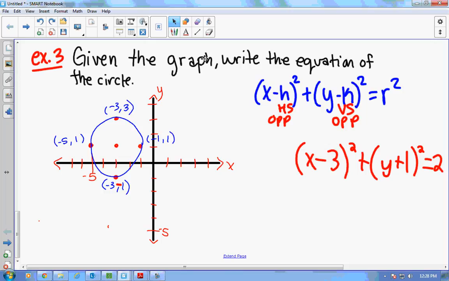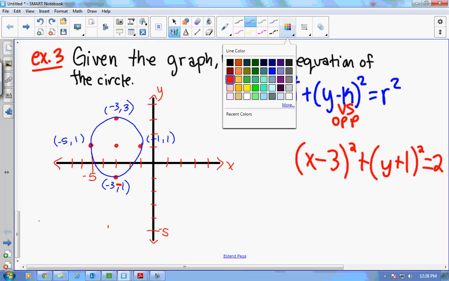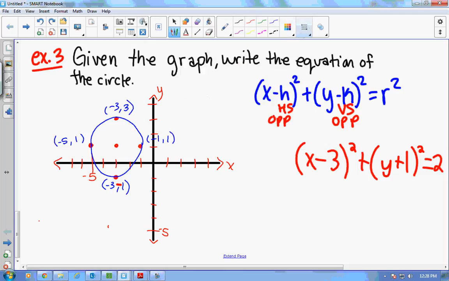First, we need to identify the... Alright, guys, you're killing me. Alright, Johnny. What are the coordinates of this vertex? I said vertex. Why keep doing that? Center. Thank you. Johnny, what are the coordinates of the center of the circle? Good.